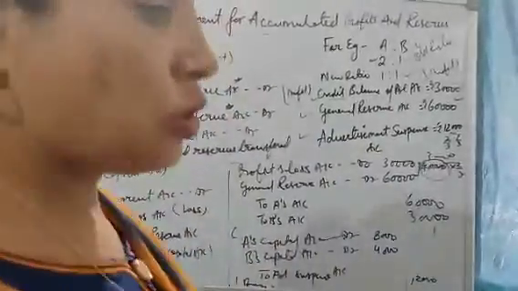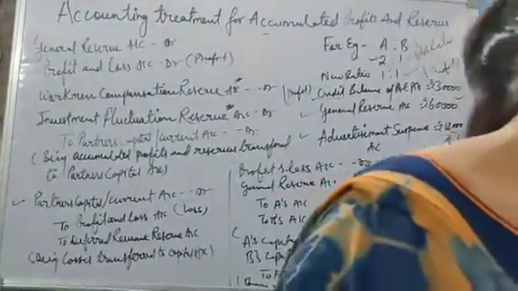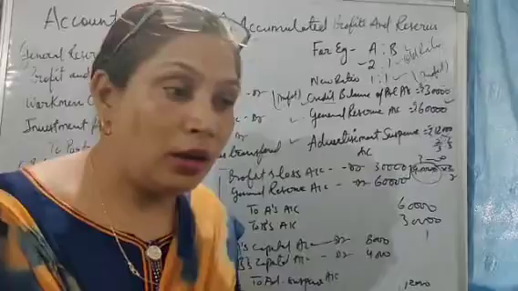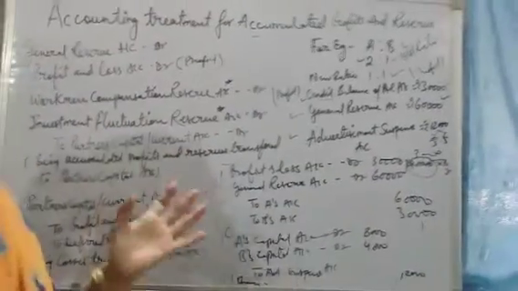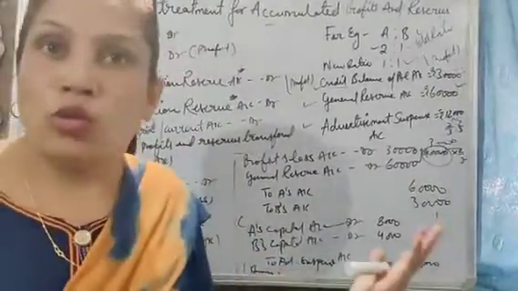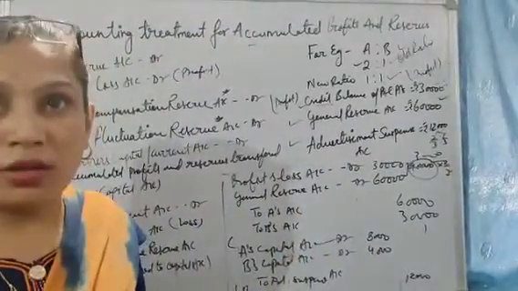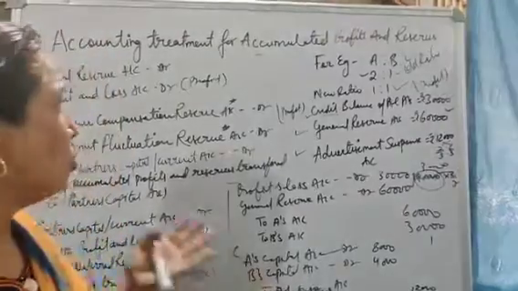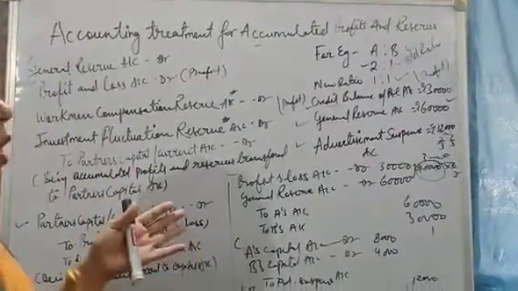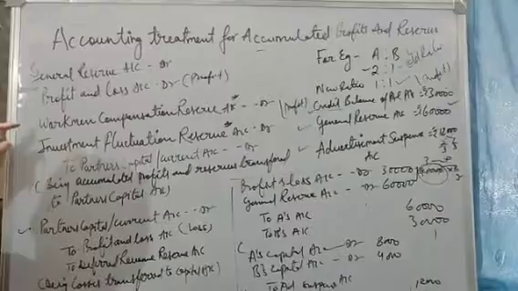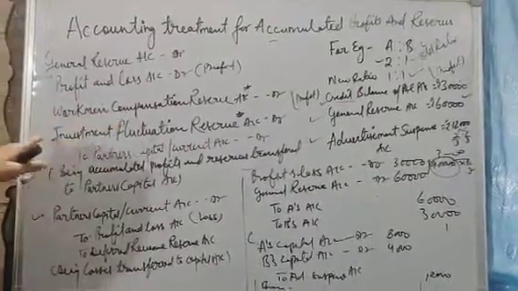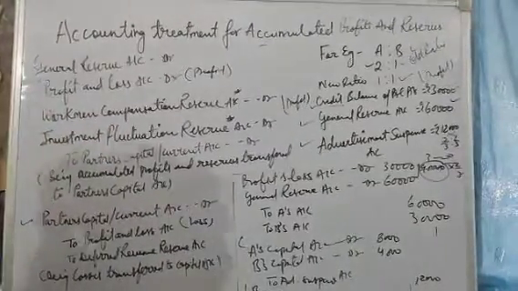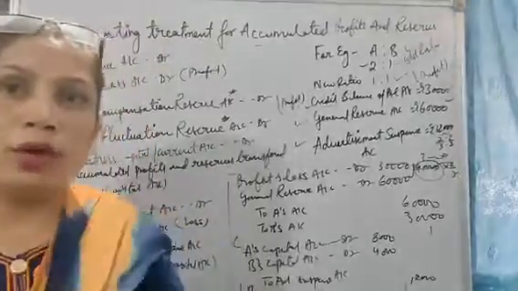Most probably this question comes in 3 marks, and this type of question where you have to prepare some more entries also, of course, comes in 8 marks. So that chapter is also very important, don't take it lightly. So today I have taken this, and in next video we will take these workman compensation reserve and investment fluctuation reserve. Okay, so that is all about today.